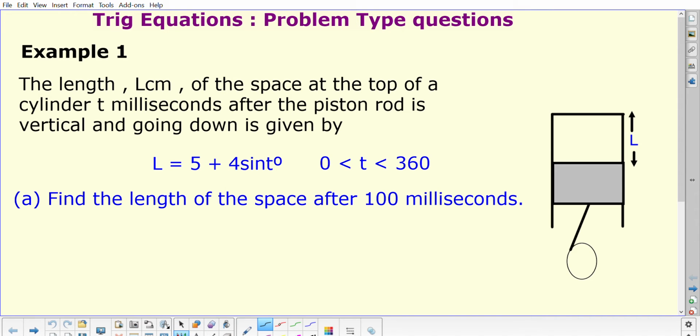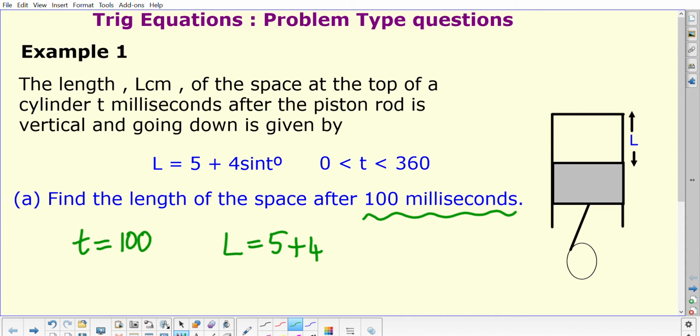So that is clearly giving you a value for the time, right? This 100 milliseconds. So that's telling you a value for the t. So we're going to replace in this expression here the t with the value of 100. So you're going to do it on your calculator.